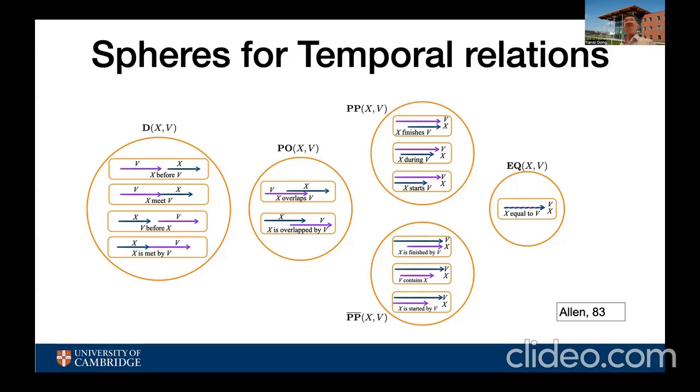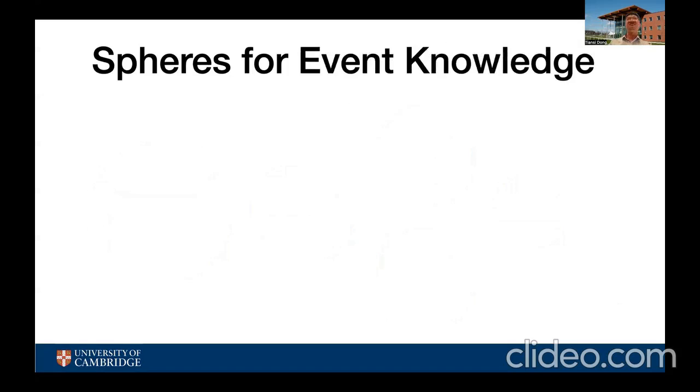Okay, we have a consistent representation using spheres in the embedding space. So now we have space and time. What's left is event. What is an event?